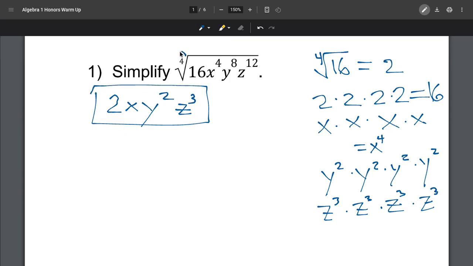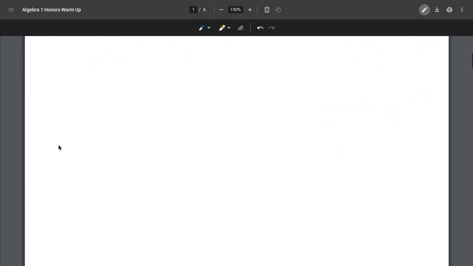Another thing you can do is convert this to a fractional exponent. So the fourth root you can write as a fractional exponent, to the 1/4 power. And then when you raise these powers to that power, you multiply them. So 4 times 1/4 would be x to the first. We don't have to write the 1. 8 times 1/4 would be 2. And 12 times 1/4 would be 3. Okay, let's take a look at the second one.